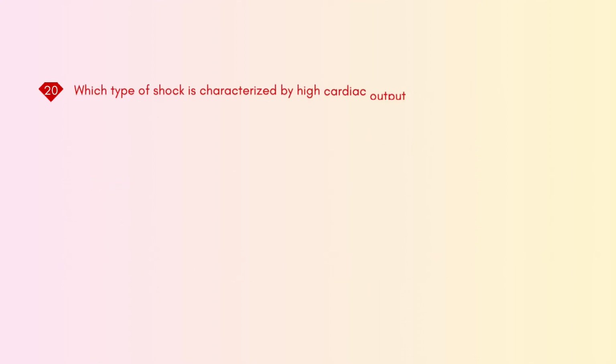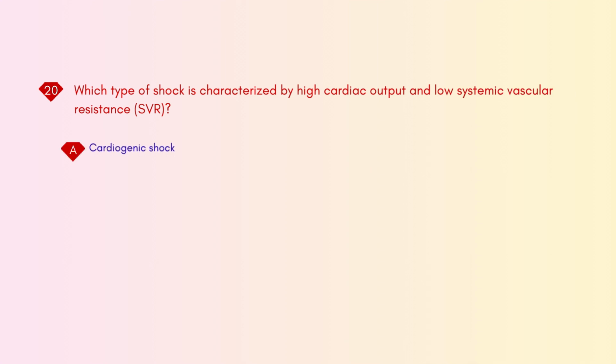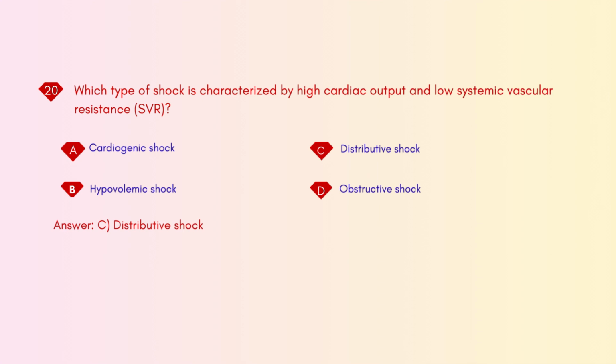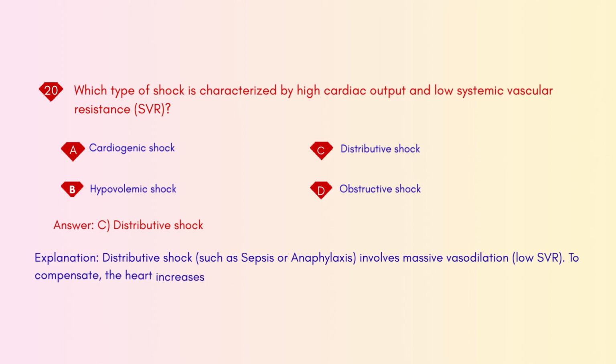Which type of shock is characterized by high cardiac output and low systemic vascular resistance, SVR? A. Cardiogenic shock. B. Hypovolemic shock. C. Distributive shock. D. Obstructive shock. Answer: C. Distributive shock. Explanation: distributive shock, such as sepsis or anaphylaxis, involves massive vasodilation, low SVR. To compensate, the heart increases output, leading to a warm shock clinical picture.